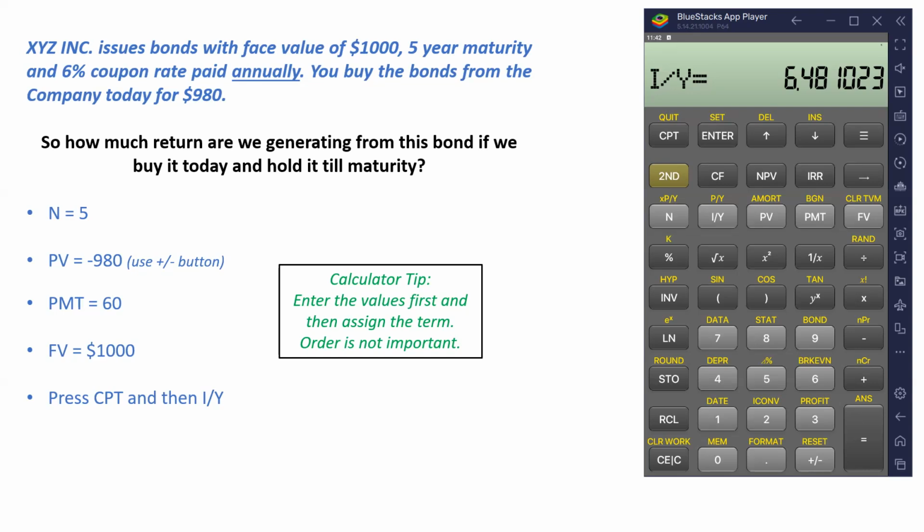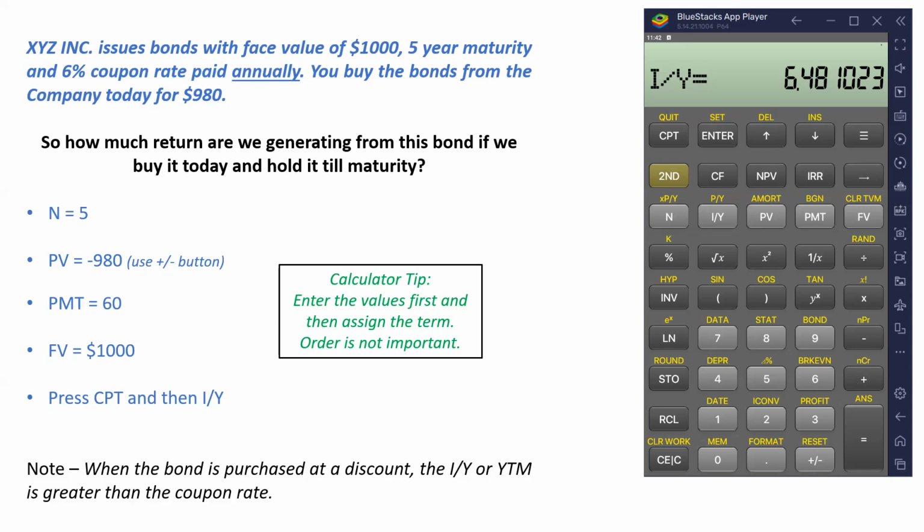This is the return that you are generating if you are buying this bond today for 980 and holding it for the entire 5 years, and you are getting regular periodic coupons. So this I/Y is your yield to maturity, or the total return you are generating if you're buying the bond today and holding it till maturity.